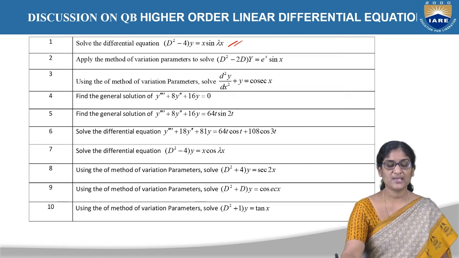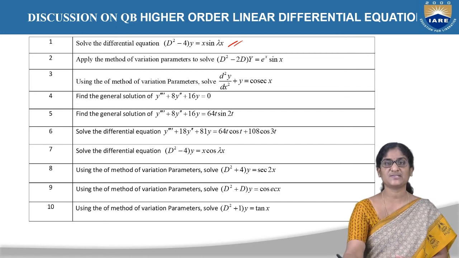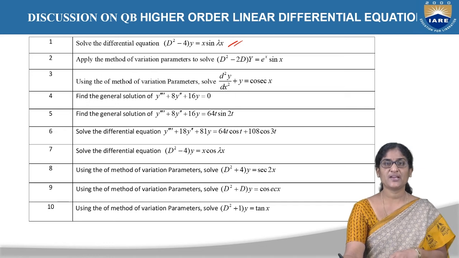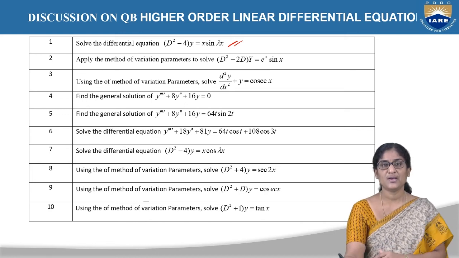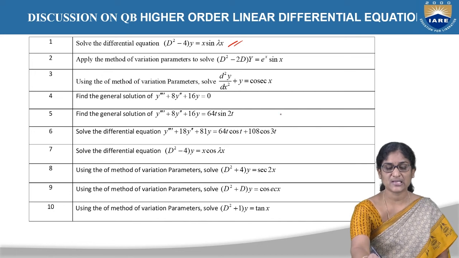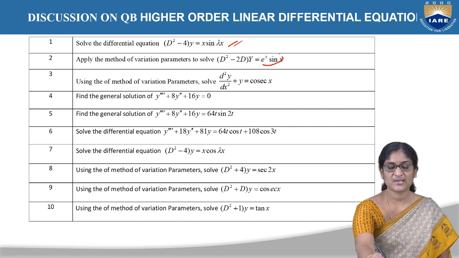And next is applying the variation of parameters to find (D square minus 2D) y is equal to e power x into sin x. So what is the variation of parameters? Up to the complementary function it is the same, but the method of finding the particular integral is based on finding out A and B, where A is nothing but minus integral of VR by Wronskian value, and B is nothing but UR by Wronskian value, where R is nothing but e power x sin x.